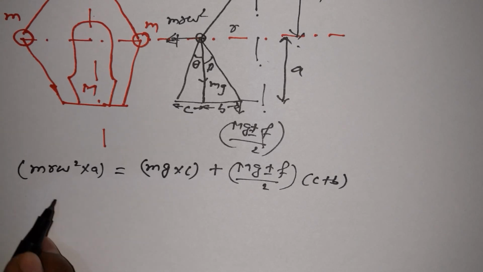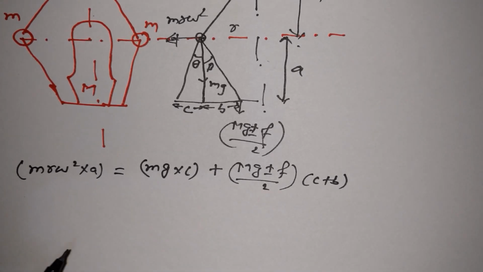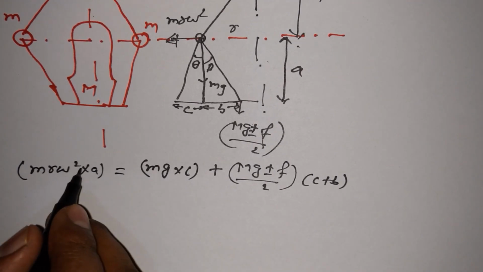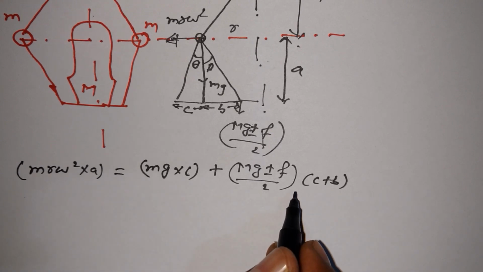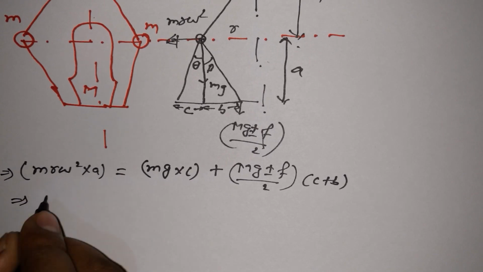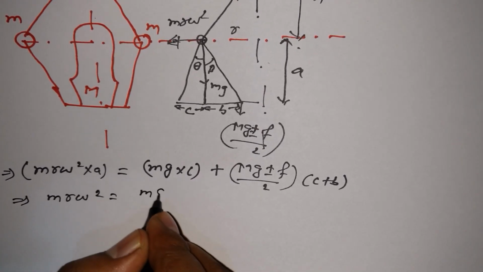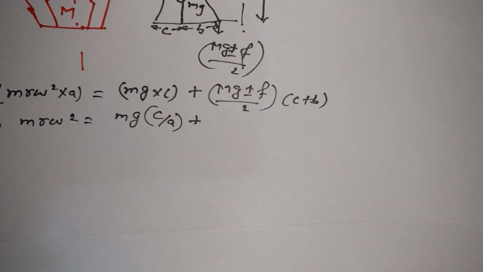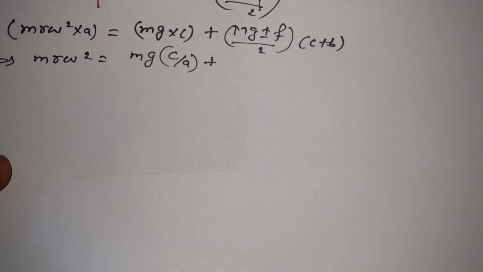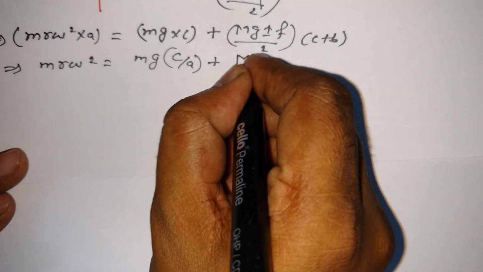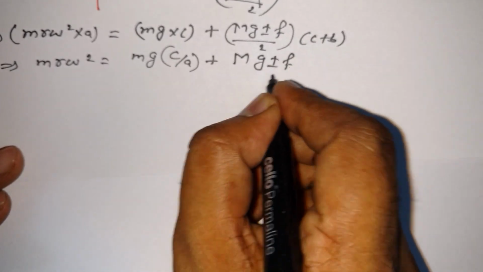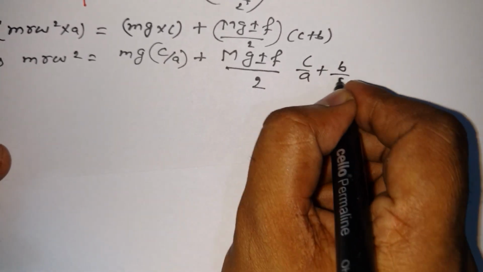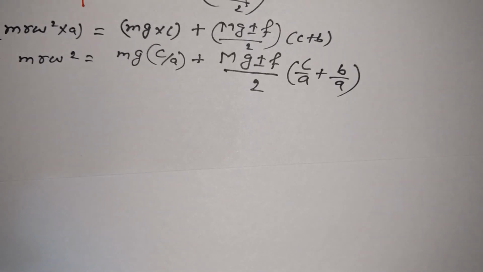So what we got here is the equation, and what we are going to do is transfer this A to this side. That means here we got multiplication, and here it will become division. So what we'll get here is m r omega square equals mg c by a plus mg plus minus f by 2 into c by a plus b by a. As simple as that.